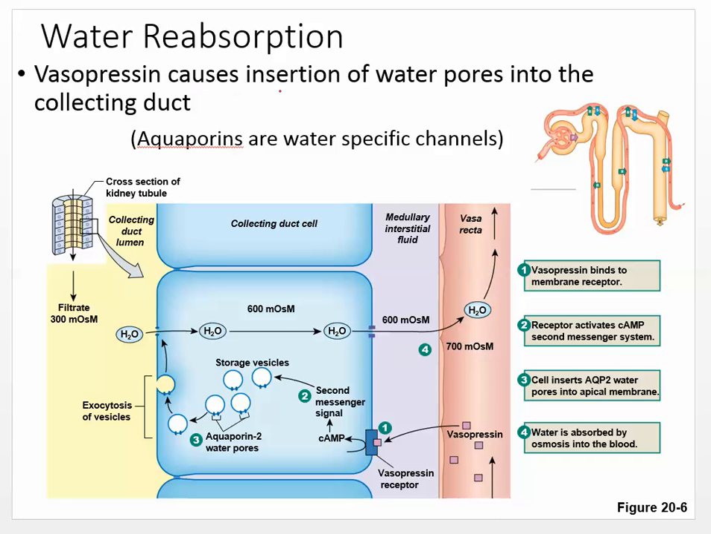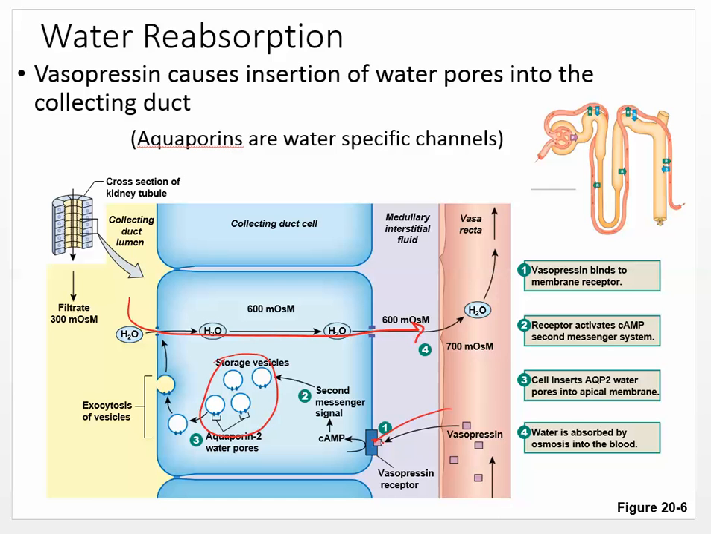The vasopressin causes the insertion of water pores in the collecting duct. This is kind of what's happening. There are these little storage vesicles. That's where the aquaporins are stored on the inside. And then when vasopressin comes down and binds to its receptor, it will cause a second messenger signal to be passed, and it'll insert these water pores. And as soon as that happens, all of a sudden water can just leave. Okay? It can just leave.